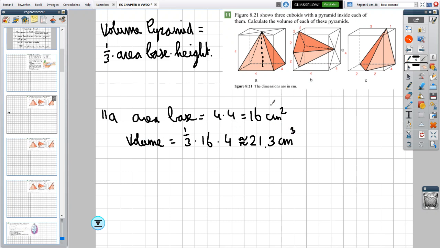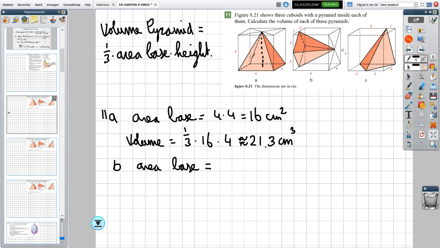Let's try another one. Let's try B. Again, I first need the area of the base. And the base doesn't always have to be on the ground. I mean, here I don't have any base that can possibly be on the ground. Remember, the apex is here. You can easily recognize that in a pyramid. And all those edges are connected to the base. So the base in this case is right here in this face.